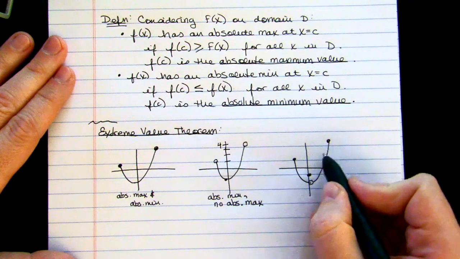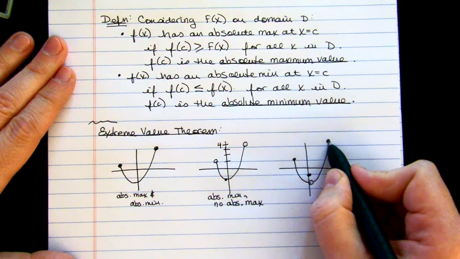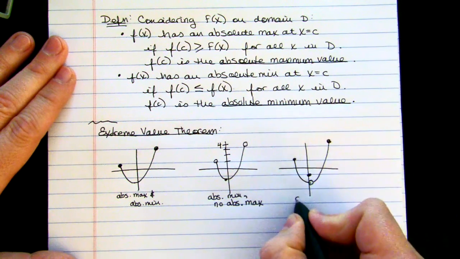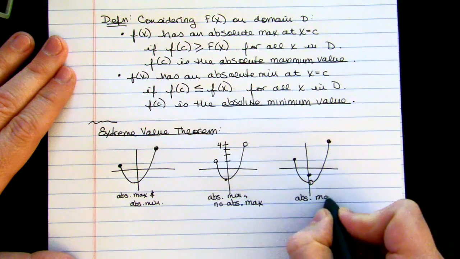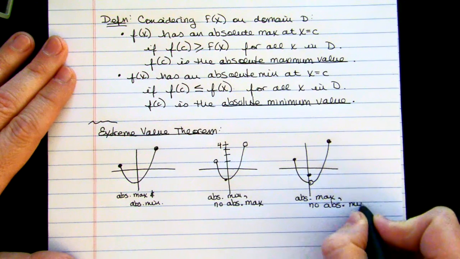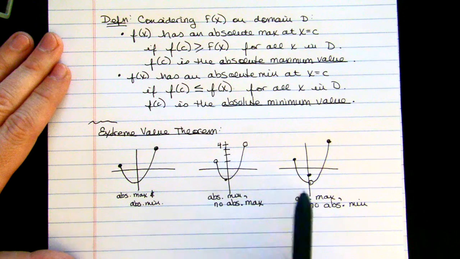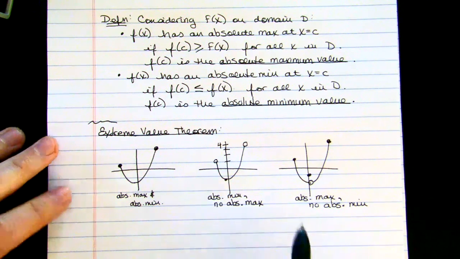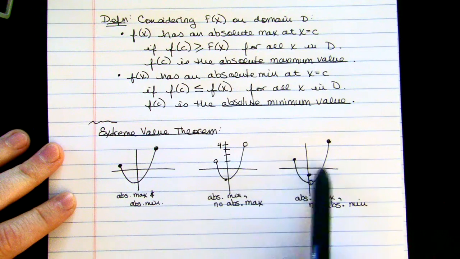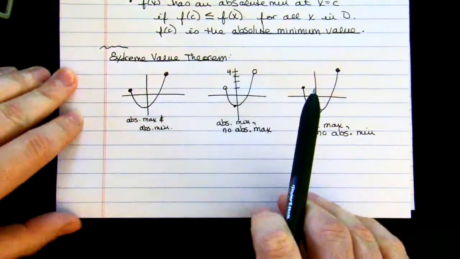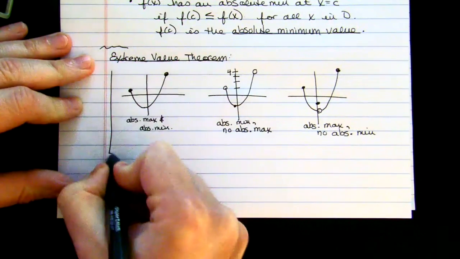Over here, this one does have an absolute max. I do reach that highest y value, but there is no absolute min. I don't actually reach that lowest y value over there. There's an absolute max, but no absolute min. And hopefully these two examples show you two of the requirements that we need to be able to find an absolute max and an absolute min. Our function has to be continuous. This one is not. And we have to be looking at it over a closed interval, meaning we're counting the endpoints. And that's what our extreme value theorem says.